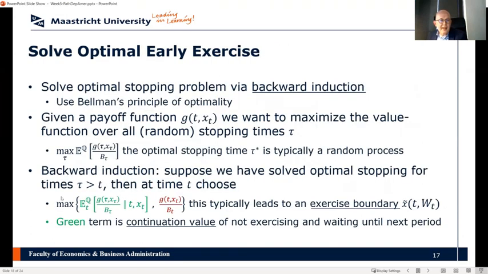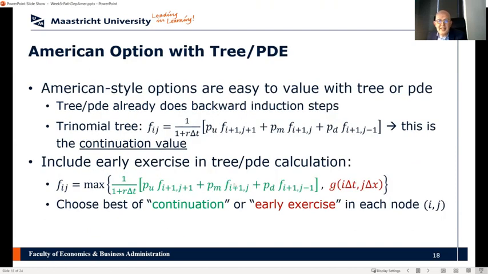So this backward induction algorithm we implement quite literally in our binomial, trinomial tree, implicit, explicit finite difference solver. So that's quite easy. But as we have seen earlier, tree and PDE solvers only kind of work for low dimensional types of problems.